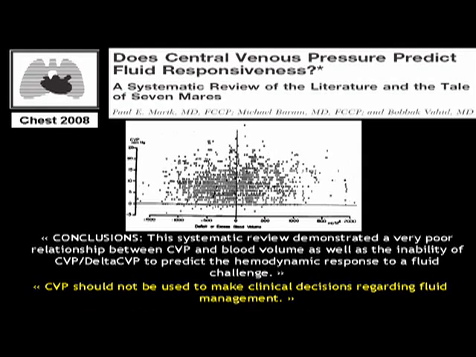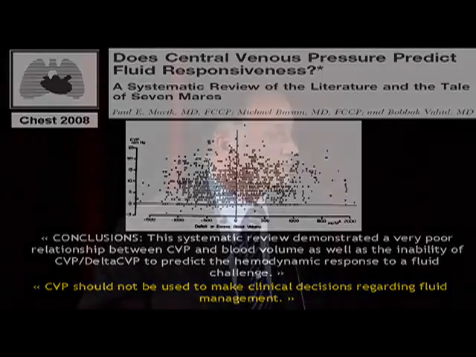And what we've learned recently, during the past 10 or 15 years, is that finally this parameter, the CVP or the wedge pressure, are very poor predictors of fluid responsiveness, meaning that they do not predict the effect of a volume expansion on cardiac output. And in a recent meta-analysis published by Paul Marik, he clearly states that CVP should not be used to make clinical decisions regarding fluid management in these patients. CVP is not accurate to predict fluid responsiveness, and it's a very invasive monitor, as you know.